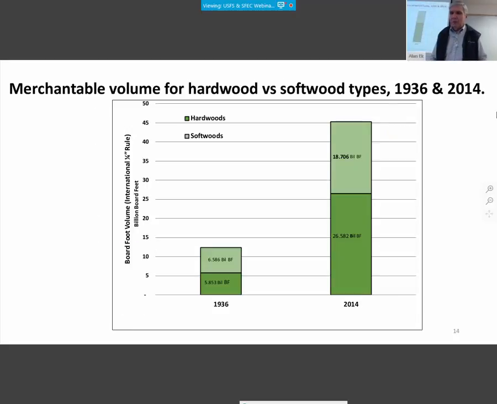If you look at the merchantable volume by hardwoods versus softwood type, in 1936 hardwoods and softwoods were fairly close, still fairly close, except we see more hardwood on the landscape today relative to softwood, quite a bit more. So we've had a change in the composition of that forest, and we've seen that over the last 30 years. It's interesting to go back and see what it looked like in the 1930s.